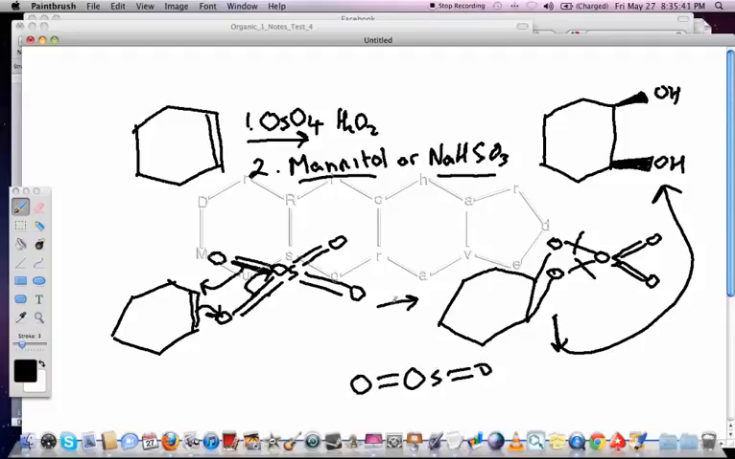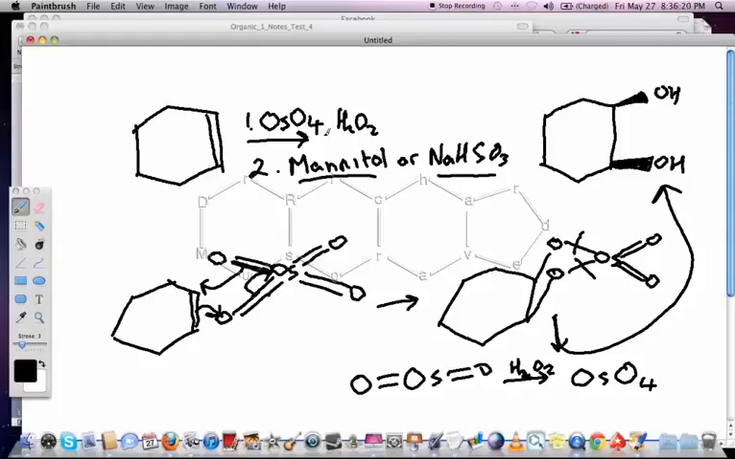The purpose of the H2O2 in the reaction is to regenerate OsO4. So the OsO2 gets oxidized by the H2O2 back to OsO4, which can go ahead and react again with another molecule of alkene. So we only need a catalytic amount of this in the reaction mixture because it keeps on getting regenerated. That's a good thing because this thing is extremely poisonous and we want to be using as little of that as we absolutely possibly can.